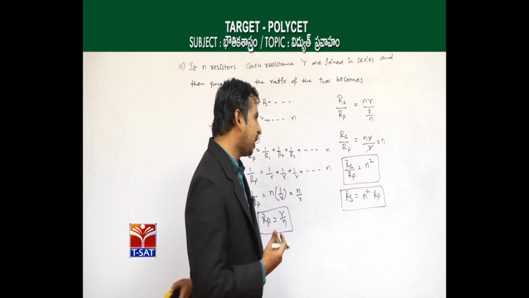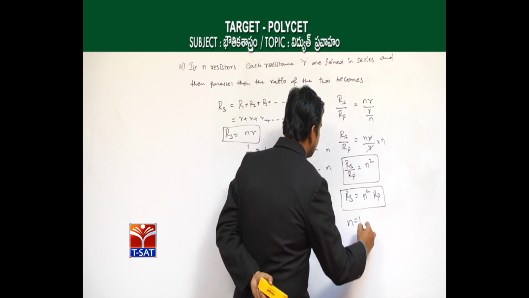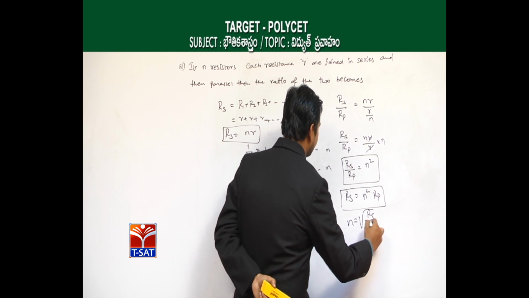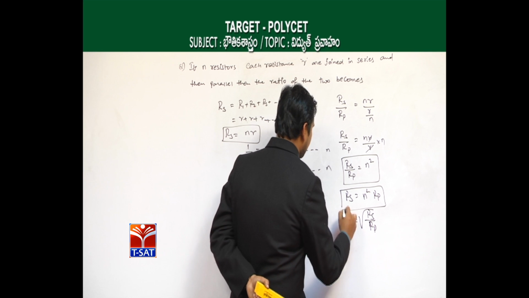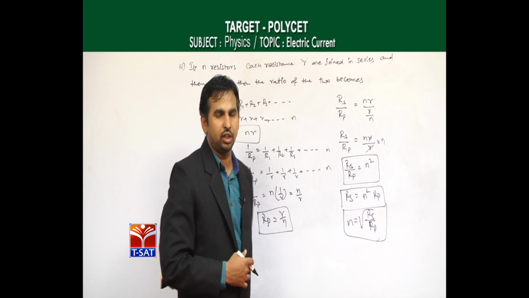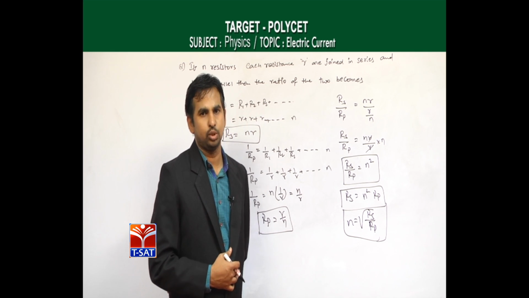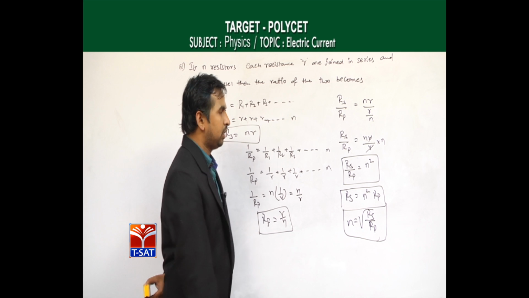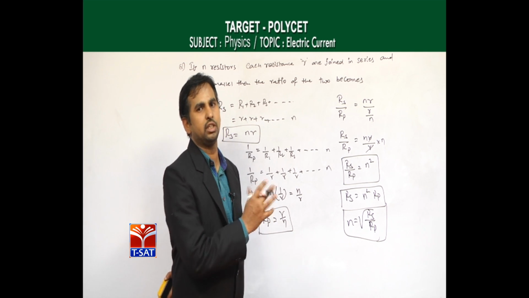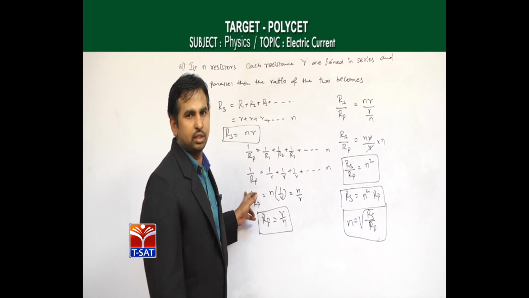If you want to find the n value, we can easily find it: n is equal to the square root of the equivalent resistance for series divided by the equivalent resistance for parallel. Taking the root, we can get how many resistances are used. Like this, depending on the given condition, whether it is in series or in parallel, we can find the different cases of resistance.